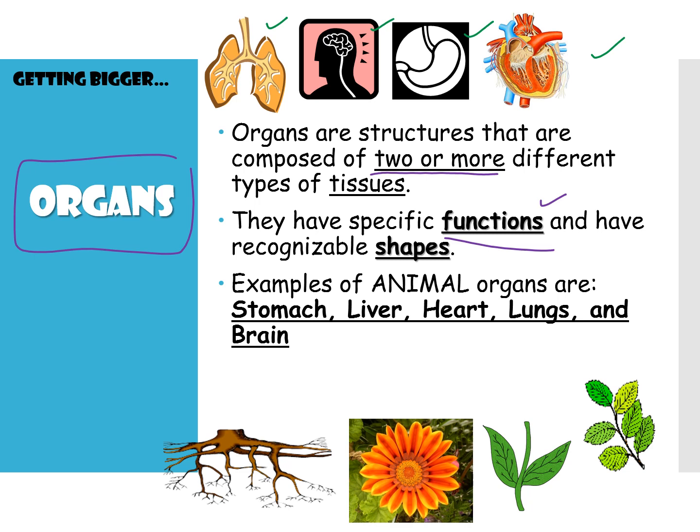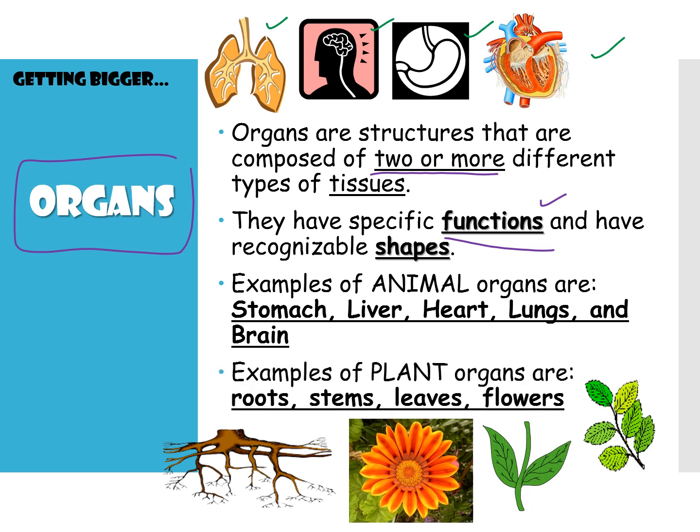And plants have organs too. They basically only have 4 organs. They have roots, they have stems, they have leaves, and they have flowers. Each organ in a plant is multiple tissues working together to do one job for the plant.